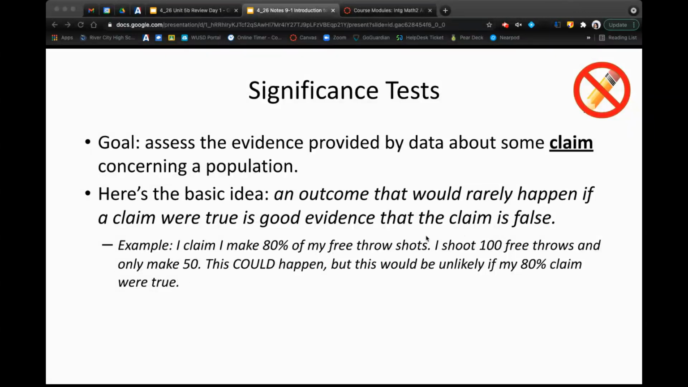So now we have to compare the data that we collected to the original claim. Okay, I made 50% of my shots. This could happen. If I truly make 80% of my shots, in a sample of 100, I could only make 50. However, this is most likely unlikely if my 80% claim were true, right? We would think that I would make closer to 80%. 50% seems pretty low considering I'm claiming that I make 80% of my free throw shots, which kind of indicates that this original claim may be false.